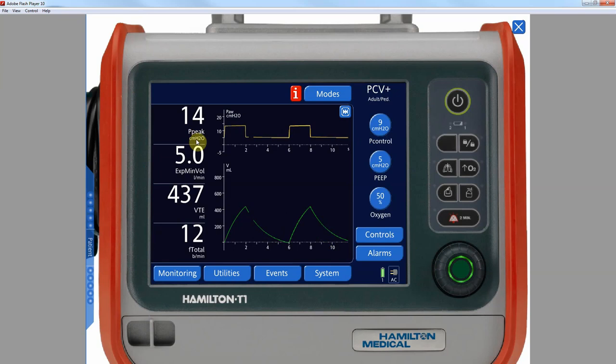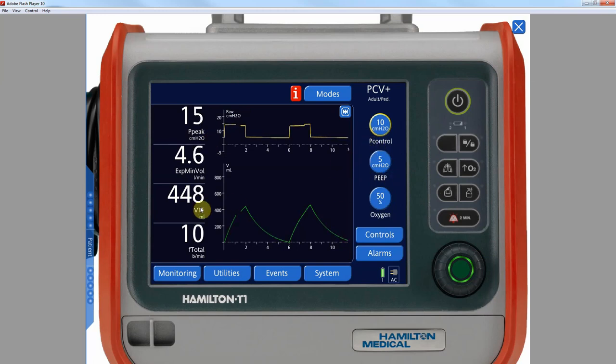They're getting a peak inspiratory pressure of 14, because we have our P control set on 5 and our PEEP on 5. So the ventilator adds these two together. So it's giving you an inspiratory pressure of 14. If we change that to 10, our peak pressure should go up to 15.